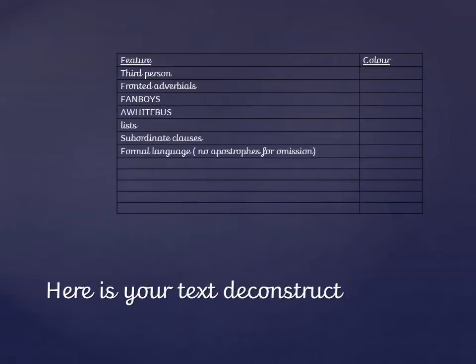Now here's your text deconstruct. We put the SPaG in. We have third person, fronted adverbials, FANBOYS, a WHITE BUS, lists, subordinate clauses, and formal language. So things like no apostrophes for omission. Can you find any apostrophes? Now there are 5 other boxes you can fill in, but we only really need you to do 3.